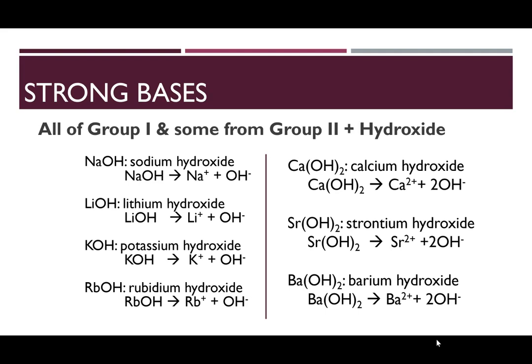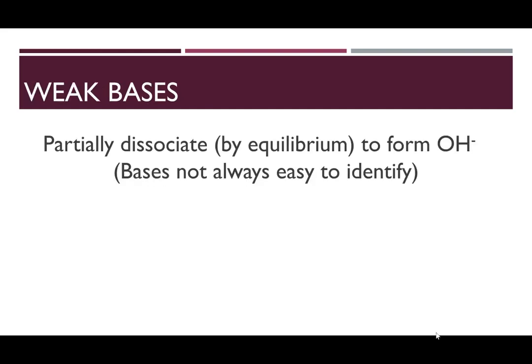For strong bases, you may need to look for some extra information. So whether I tell you in the problem or you're looking at the Kb value, you may need to just do a little extra research just to solidify if it's a strong base or a weak base. Okay. Weak bases partially dissociate just like weak acids. So they partially dissociate by equilibrium and they form the hydroxide ion.